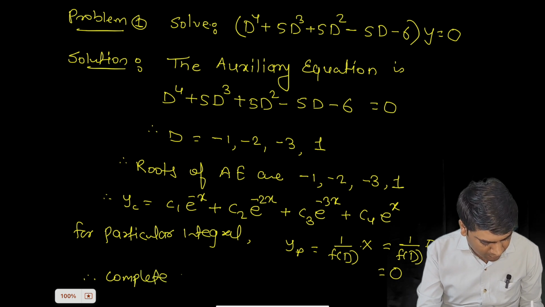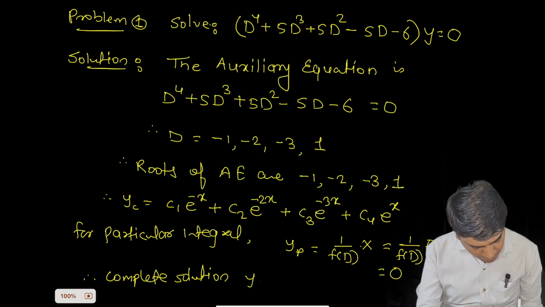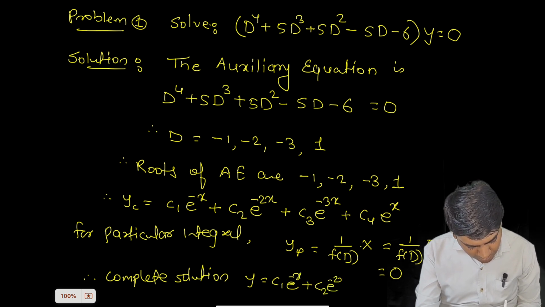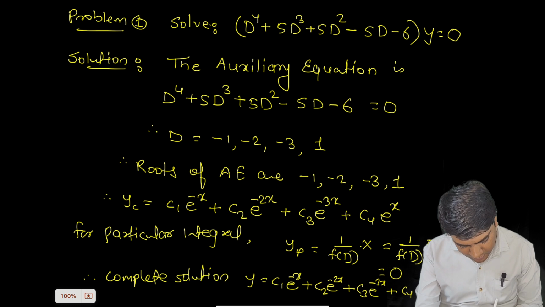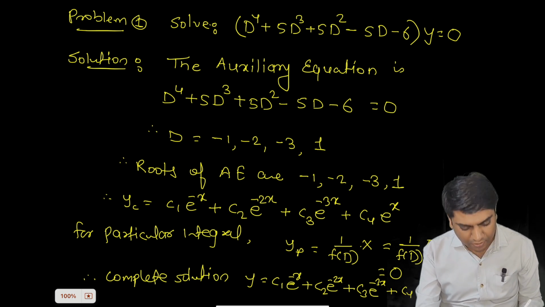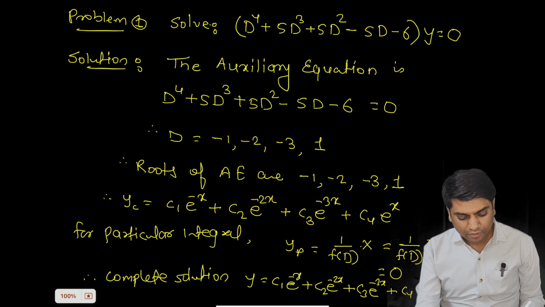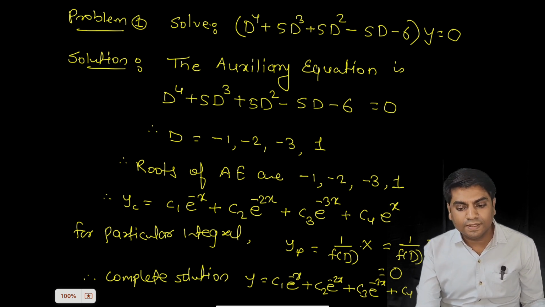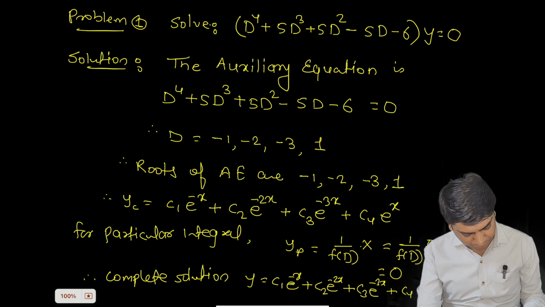so therefore complete solution y is equal to c1 e raised to -x plus c2 e raised to -2x plus c3 e raised to -3x plus c4 e raised to x. This is our solution. Okay, now let's see one more problem and let's see how we can find its solution.